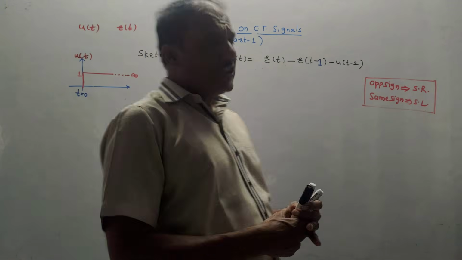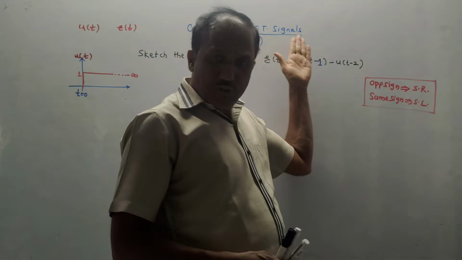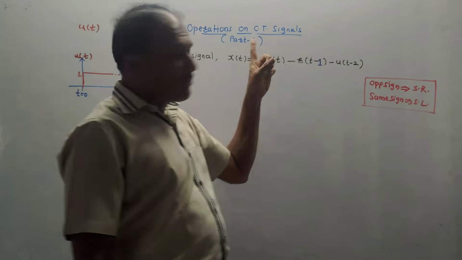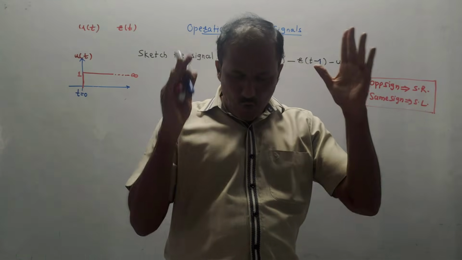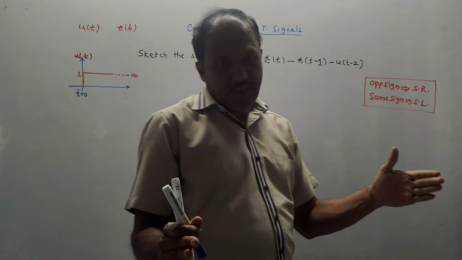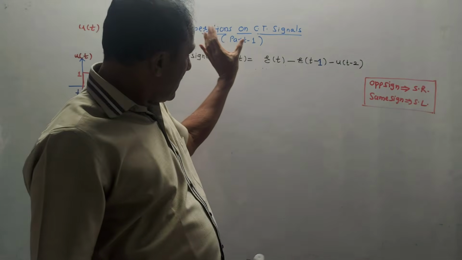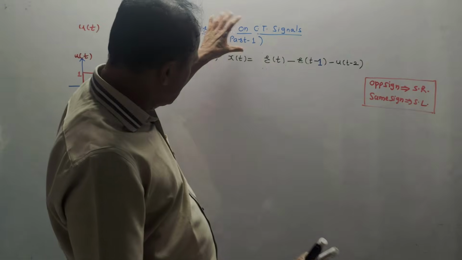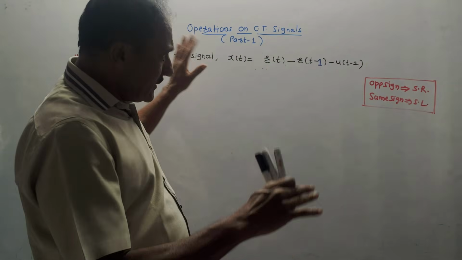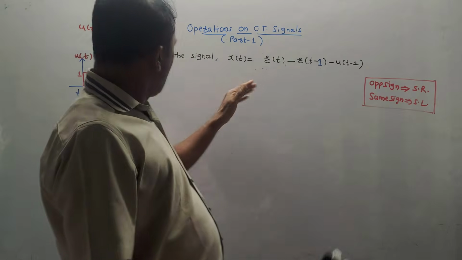Dear students, today's topic is Operation on Continuous Time Signals, that is CT signals part 1. This is the most important part of this unit and it's lengthy as well as complicated, so I am making it into two parts. So this is part 1. Let us directly start solving the numericals.